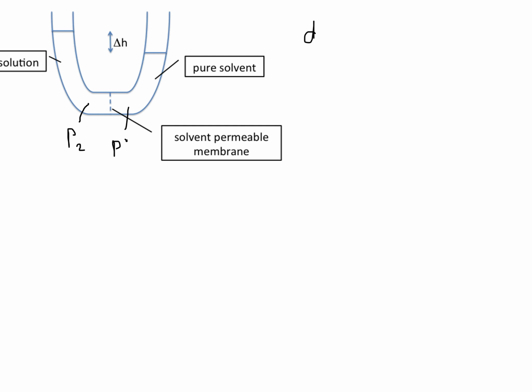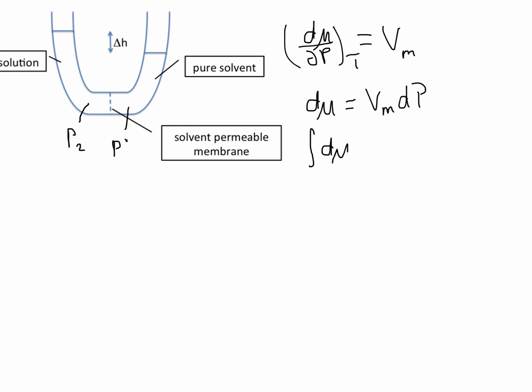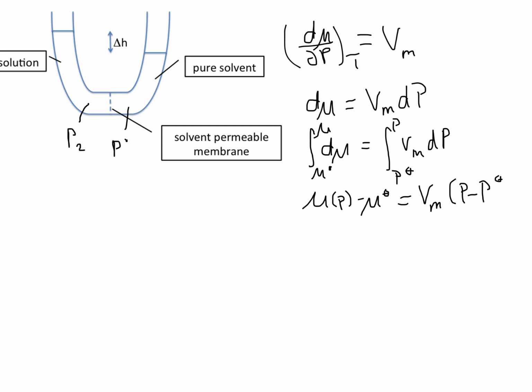Remember that the chemical potential changes with pressure at a given temperature as the molar volume of the solution. If we separate variables, d mu is equal to the molar volume dP. Integrating both sides of this equation from the standard state to any other state will give us a general expression for how the chemical potential changes when I change the pressure. So the chemical potential at any pressure minus the chemical potential at the standard pressure is equal to the molar volume of the solution times the pressure minus the standard pressure, where here we've treated the molar volume as approximately constant with pressure because molar volumes of liquids and solids do not change much with pressure.